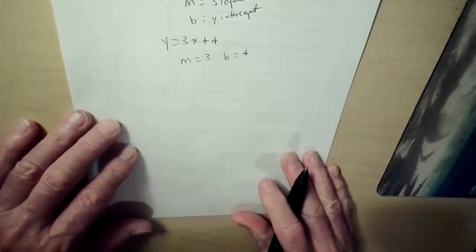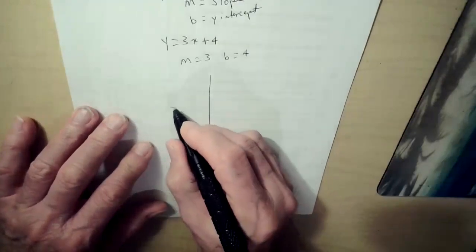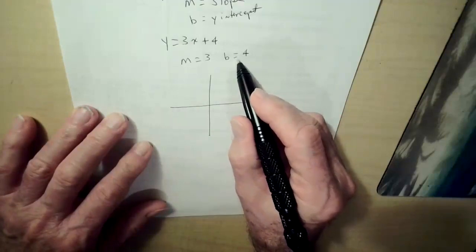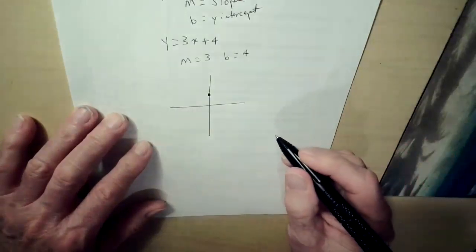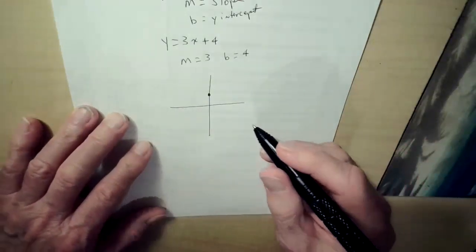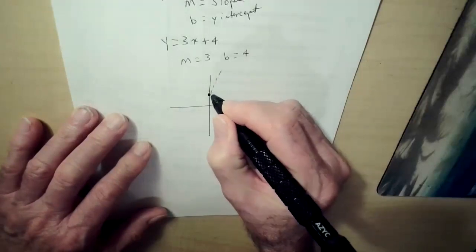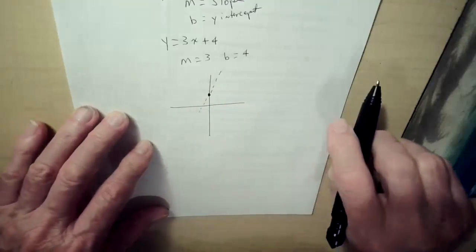So what would that look like if we were to graph it? The one point that we know for certain is the y-intercept, and that's 4, which is more or less right there. Slope is 3, which is fairly steep, going up and to the right.